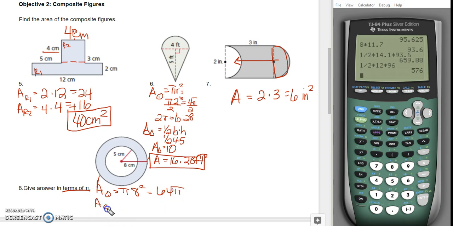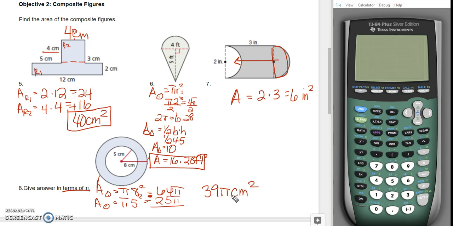Then I'm going to take the area of my smaller circle, that's going to be the one on the inside. That's going to be pi times 5 squared, and that gives me 25 pi. Now all I have to do is subtract them. Why? Because I want the shaded region. I want the area that's colored in. So I subtract them, and I get 39 pi, and that's going to be centimeters squared for my area.